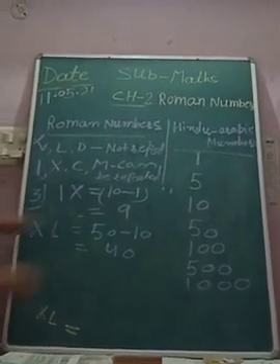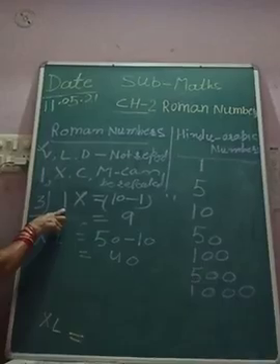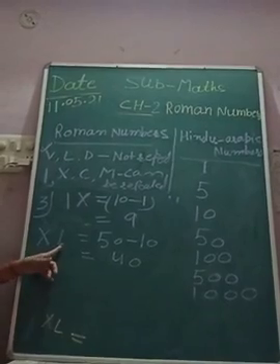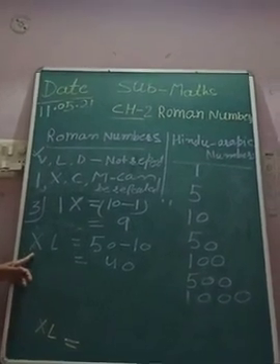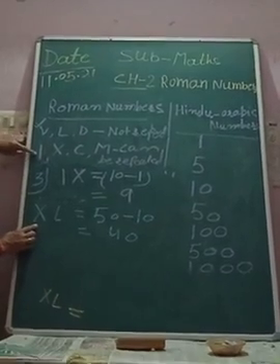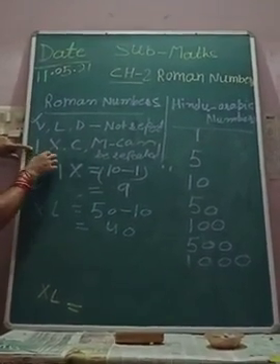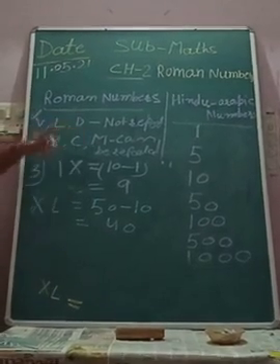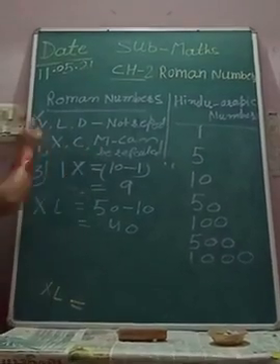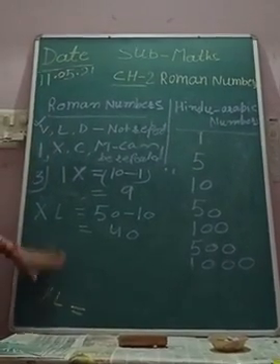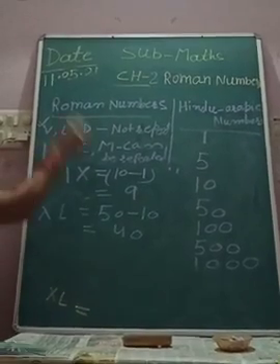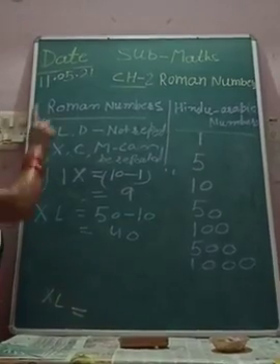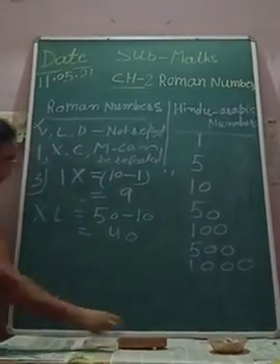Because, as I have explained, this third rule: when a lower digit is on the left hand side of any larger digit, then that will be subtracted. Same, we can subtract 1 from X, L, C. Same, we can subtract this X from C and M. Same, we can subtract this C from this M. This is the rule, but you have to just keep it in your mind: V, L and D can never be subtracted.